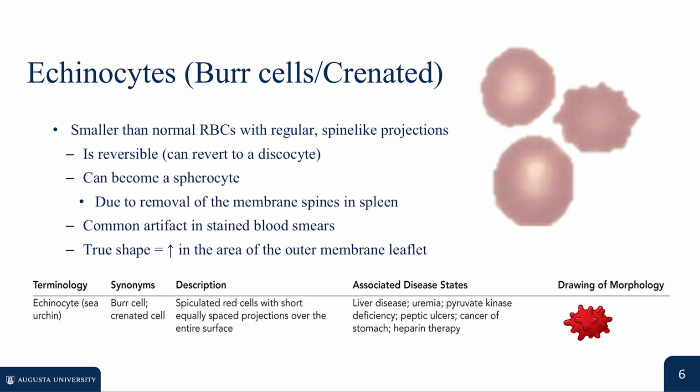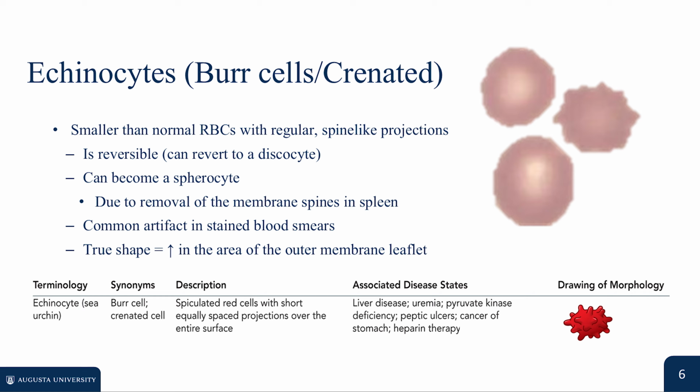Pathophysiologically, true echinocytes develop when the surface area of the outer membrane leaflet expands relative to the inner leaflet. It is important to recognize that echinocyte transformation is initially reversible, allowing the cell to revert back to a normal discocyte under proper physiological conditions.